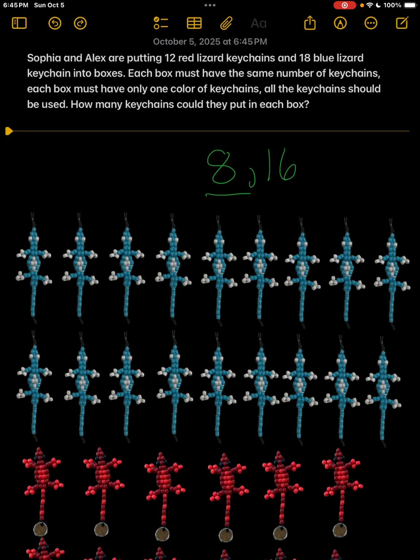So now let's go over this problem. Sophia and Alex are putting 12 red lizard keychains and 18 blue lizard keychains into boxes. Each box must have the same number of keychains. Each box must have only one color of keychains. All the keychains should be used. How many keychains could they put in each box?